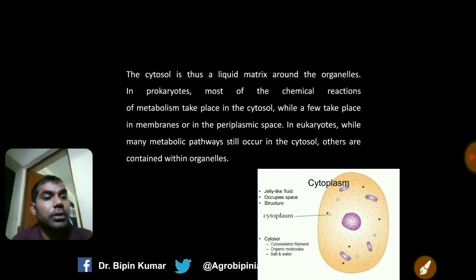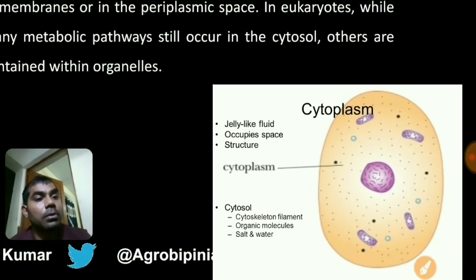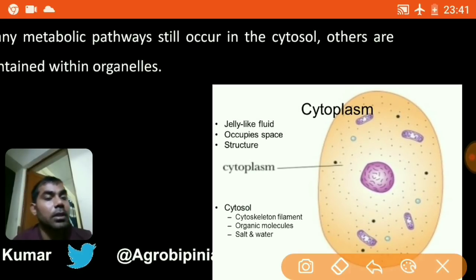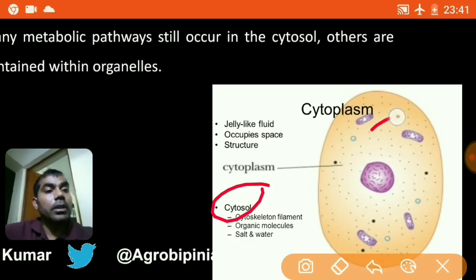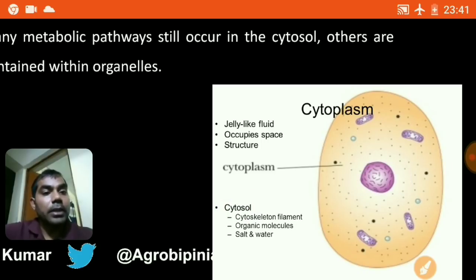Actually, this figure is the cytoplasm, and the cytoplasm comprises both the cytosol as well as the organelles found inside the membrane of the cell, except the nucleus. Okay, this will be our cytoplasm. So the cytosol is the site where protein synthesis occurs, and the cytosol is a liquid matrix found around the organelles inside the cell membrane.